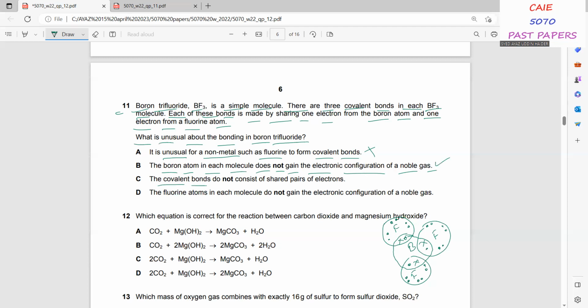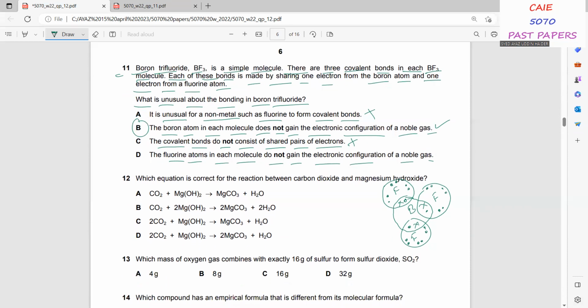C, the covalent bonds do not consist of shared pairs of electrons. The covalent bond does contain a shared pair of electrons, so this is wrong. D, the fluorine atoms in each molecule do not gain the electronic configuration of a noble gas. If you count the number of electrons for fluorine, you will find it has acquired the electronic configuration of a noble gas, but boron does not. So B will be the right answer for this question.